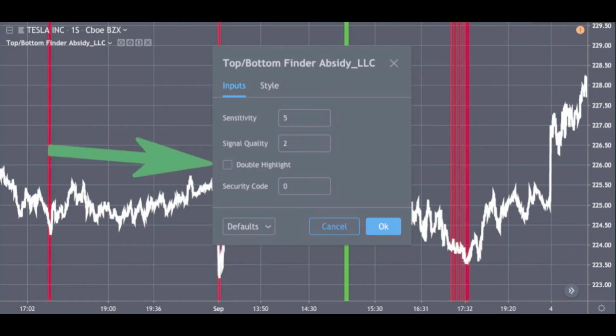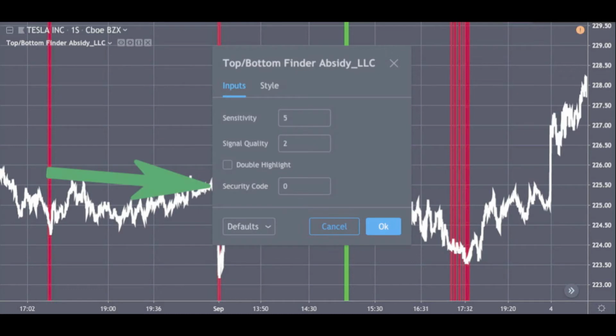If it continues to be there while the signal quality is increasing, then you know you have a higher quality signal. Lastly, we have a double highlight option. This is a new hybrid technique introduced into the top and bottom finder indicator. The way that it works is that when you turn this option on, areas that are currently red will also be highlighted in light red if they are areas of special interest. Likewise, areas of market tops that are of special interest will also be highlighted in extra light green.